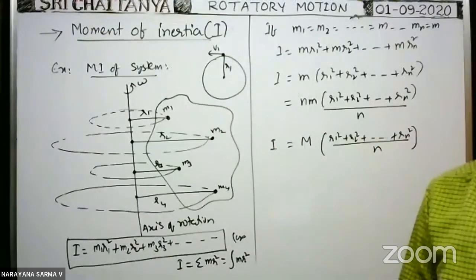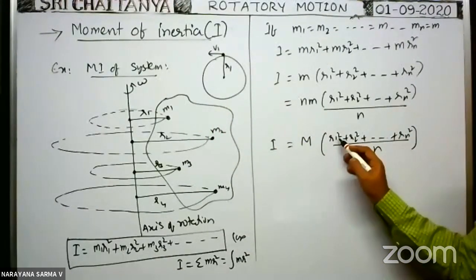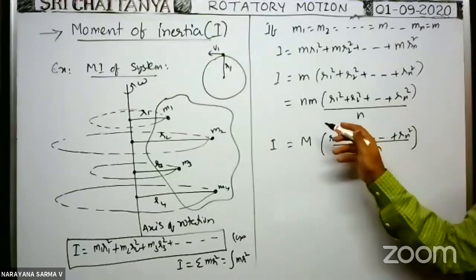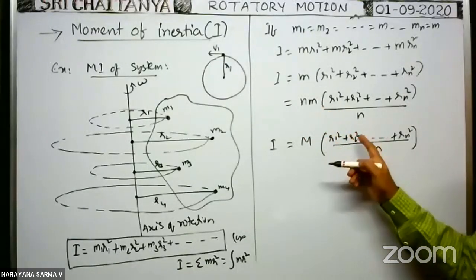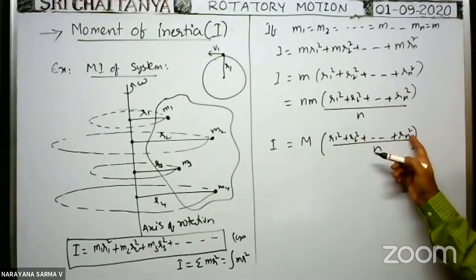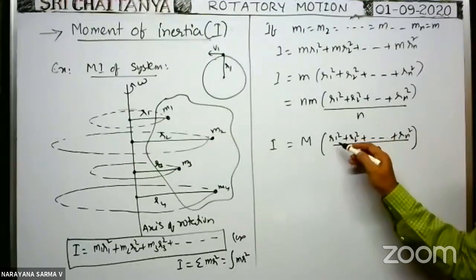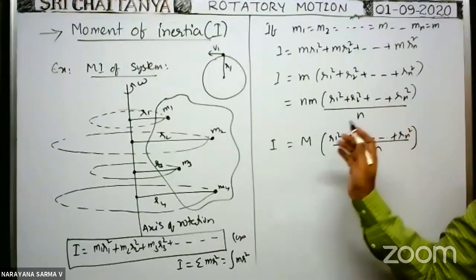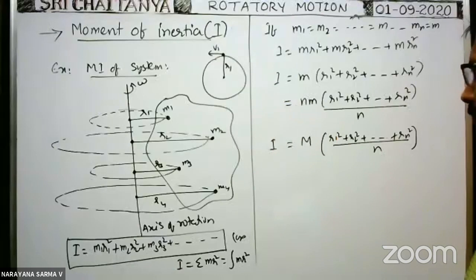Here, r1 square means it is the square of the perpendicular distance of one particle, plus r2 square plus r3 square and so on, rn square by n. It means it is the mean of squares of perpendicular distances of all the particles from the axis of rotation.